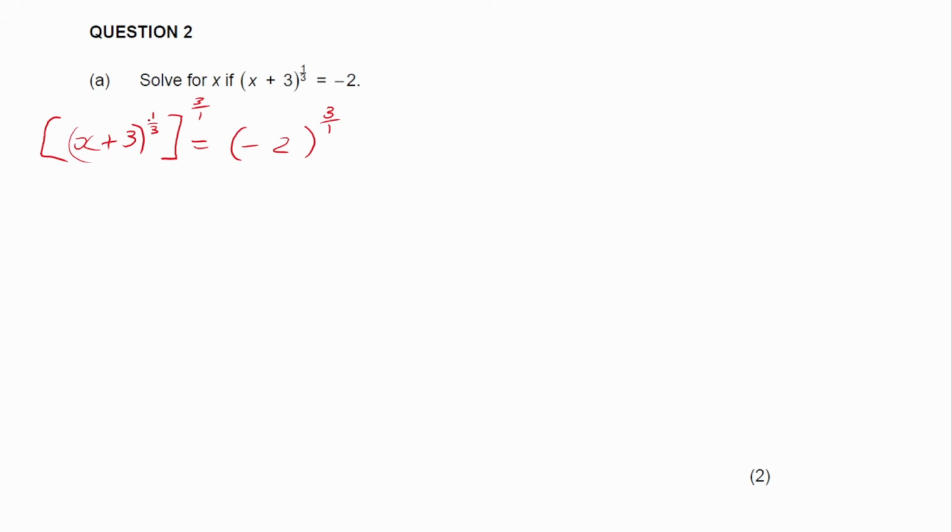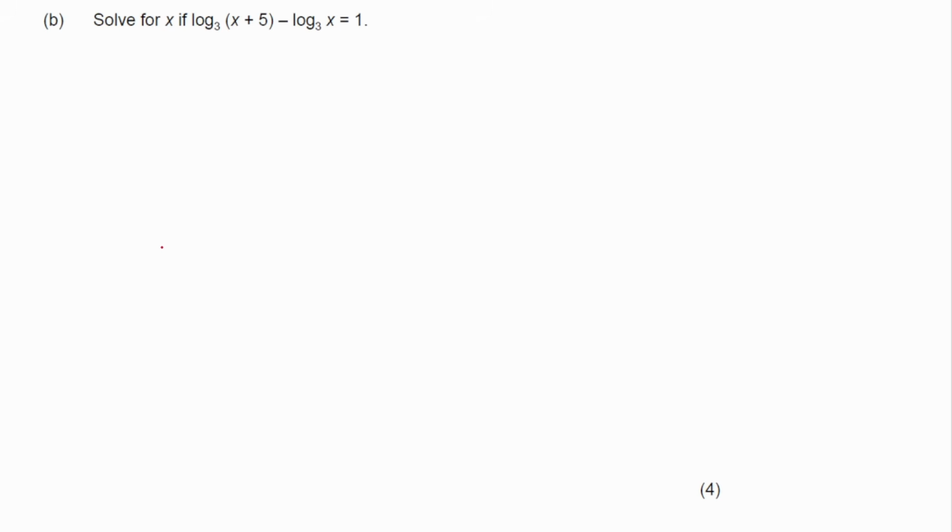So when we do that, these are going to times to give us 1. So it's going to be x plus 3 to the power of 1. Let's keep it like that. And on the right, we're going to get negative 8. So we don't actually have to have that bracket, so I'm just going to remove it. And if I solve for x, I get negative 11.